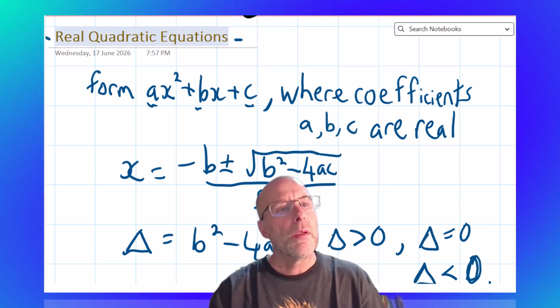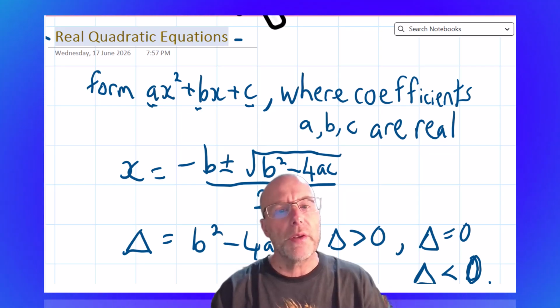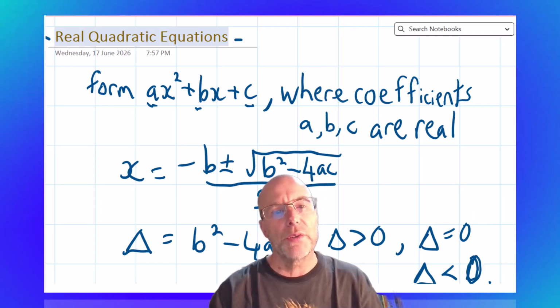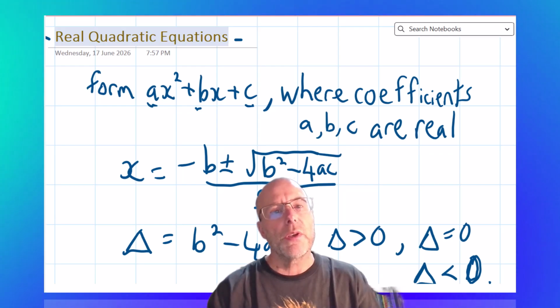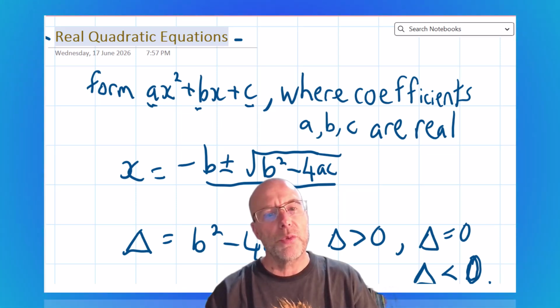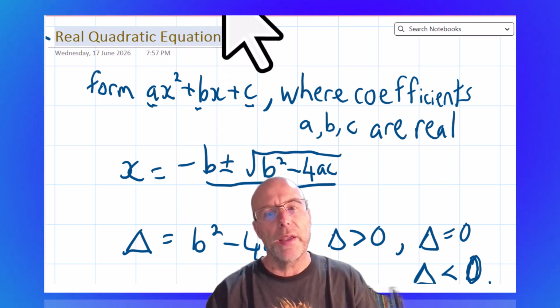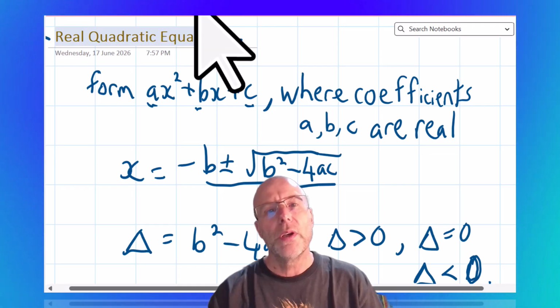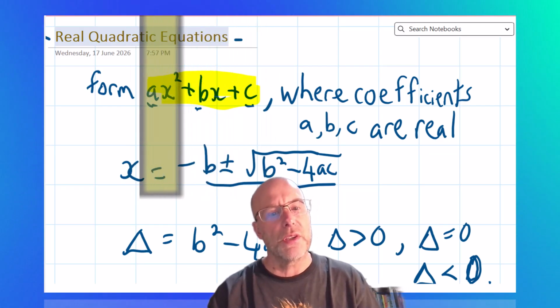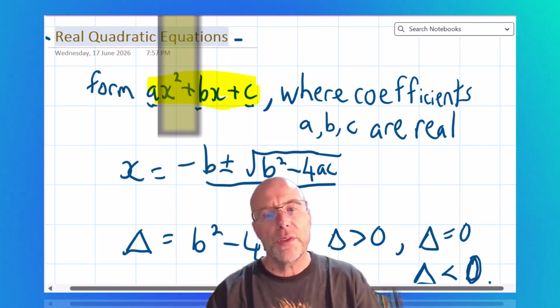So we've got real quadratic equations. We're going to look at things we already know and things that we've recently learned, and this will move us in a slightly more broadened direction in terms of quadratic equations. You can see we're looking at a form where we have our good old friend ax squared plus bx plus c, where a, b and c are real numbers.